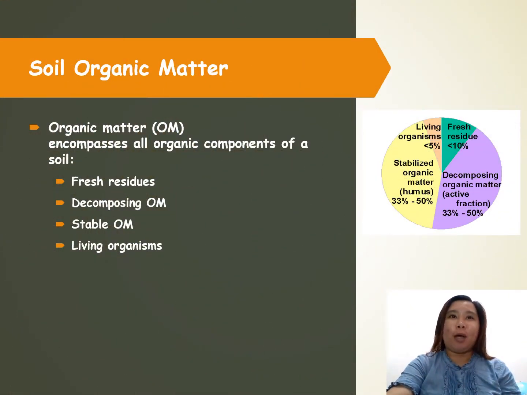When you say soil organic matter, it encompasses all the organic components of the soil. It includes the plant residue or the fresh residues, the decomposing organic matter, the stable organic matter, and living organisms. Looking at this pie chart, fresh residue consists of less than 10% by volume of soil organic matter. Decomposing organic matter or the active fraction is 33 to 50%. Stable organic matter or the humus is also 33 to 50%, while the living organisms are less than 5%.